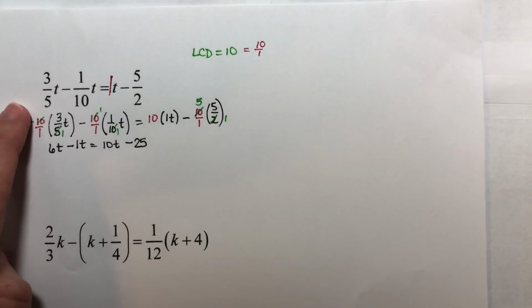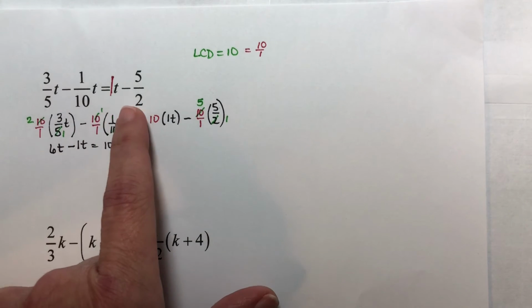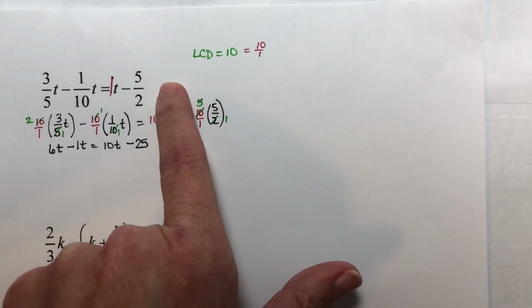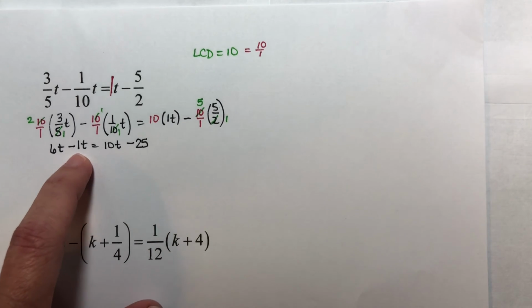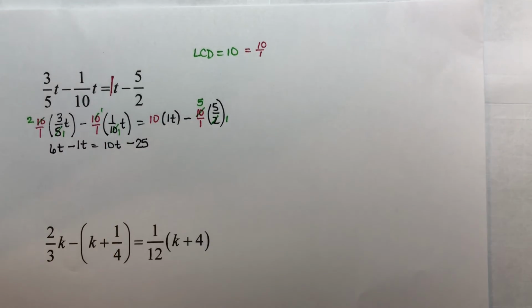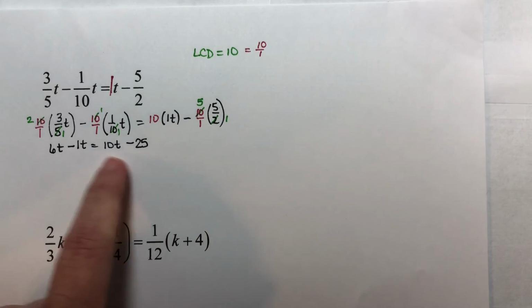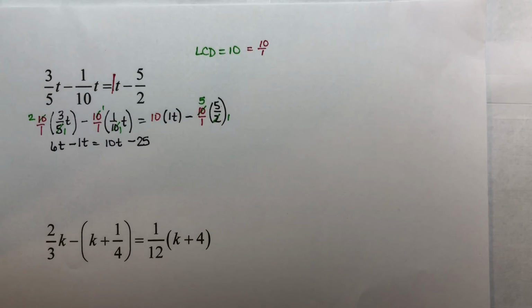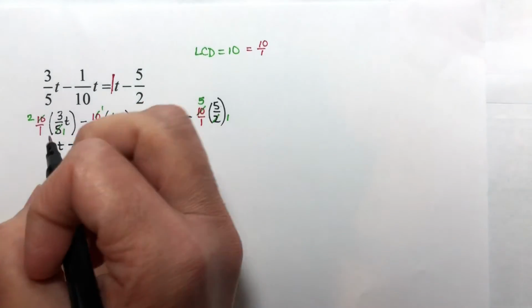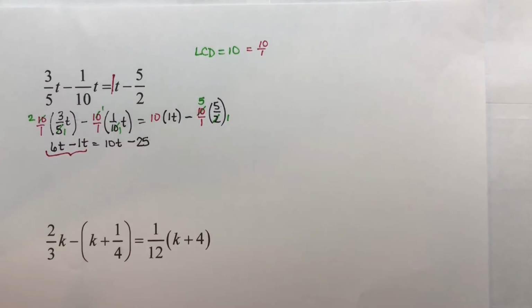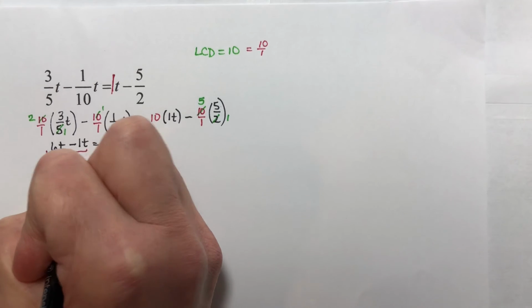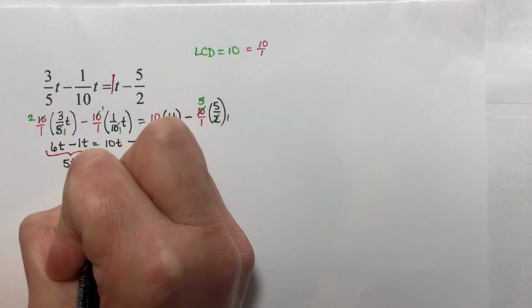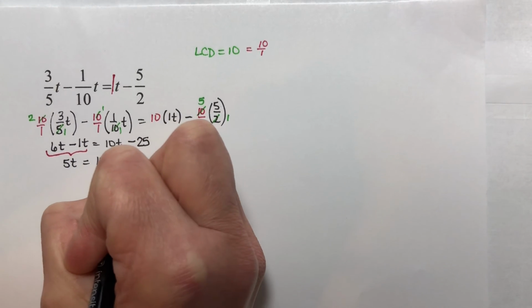So 3/5 t minus 1/10 t equal t minus 5 halves is exactly the same as 6t minus 1t equal to 10t minus 25. This is a problem, no fractions. We know how to solve it. Let's combine like terms here. 6t minus 1t would be 5t equal to 10t minus 25.